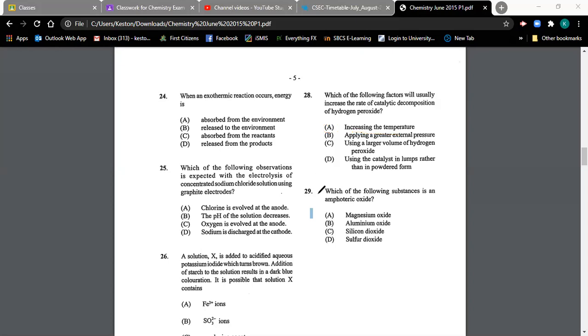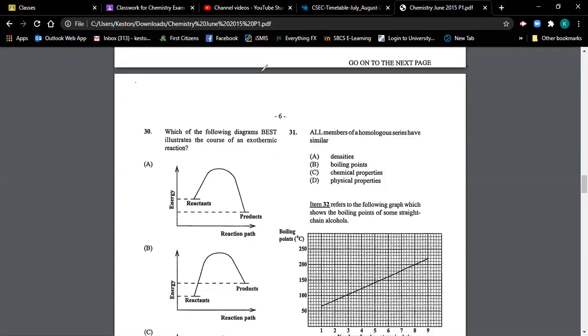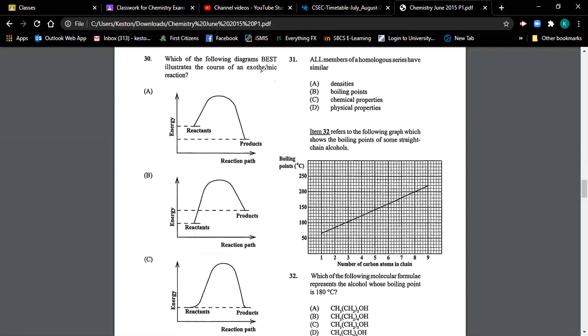Not bad. 29. Which of the following substances is an amphoteric oxide? What's the most common example of an amphoteric oxide? I'll give you the formula. Yep, that's right, guys. Aluminum oxide. Excellent job. 30. Which of the following diagrams best illustrates the course of an exothermic reaction? Exothermic.